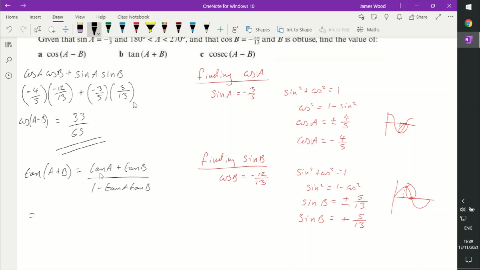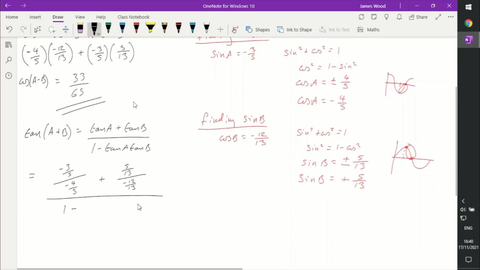So tan A is sine A over cos A, so that'd be minus 3/5 over cos A, which is minus 4/5, plus tan B, so that's going to be sine B, which was 5/13, over cos B, which was minus 12 over 13. And on the bottom, 1 minus, and then both of these expressions again, so that's tan A times tan B. I suppose you could do some of this working out beforehand, but I've just written it as one big expression, really. And we can work out what this is equal to.